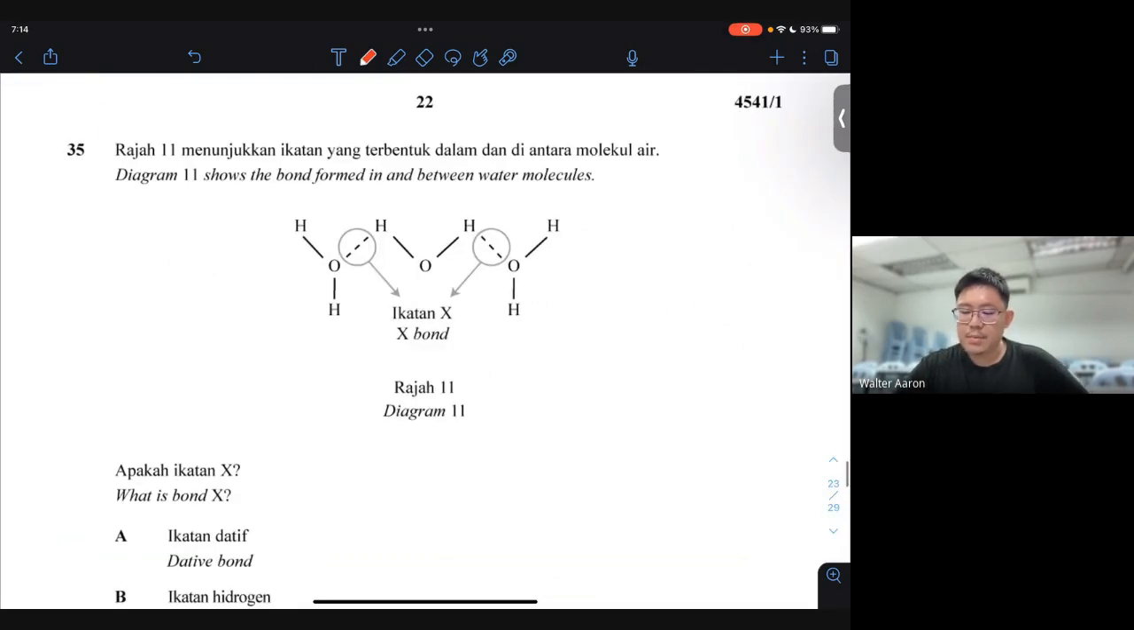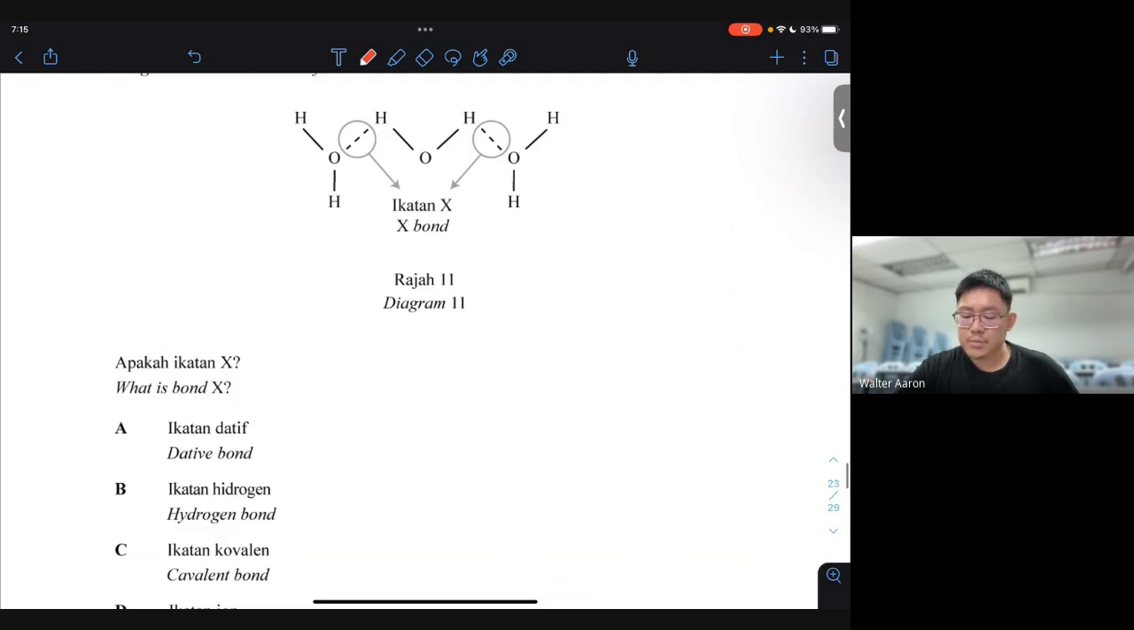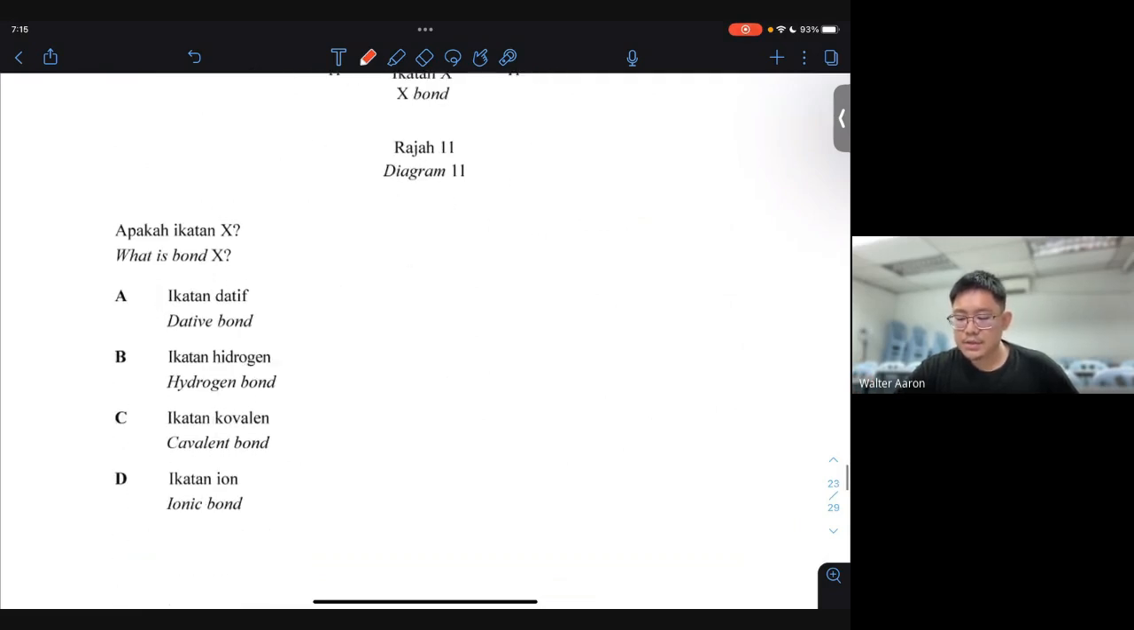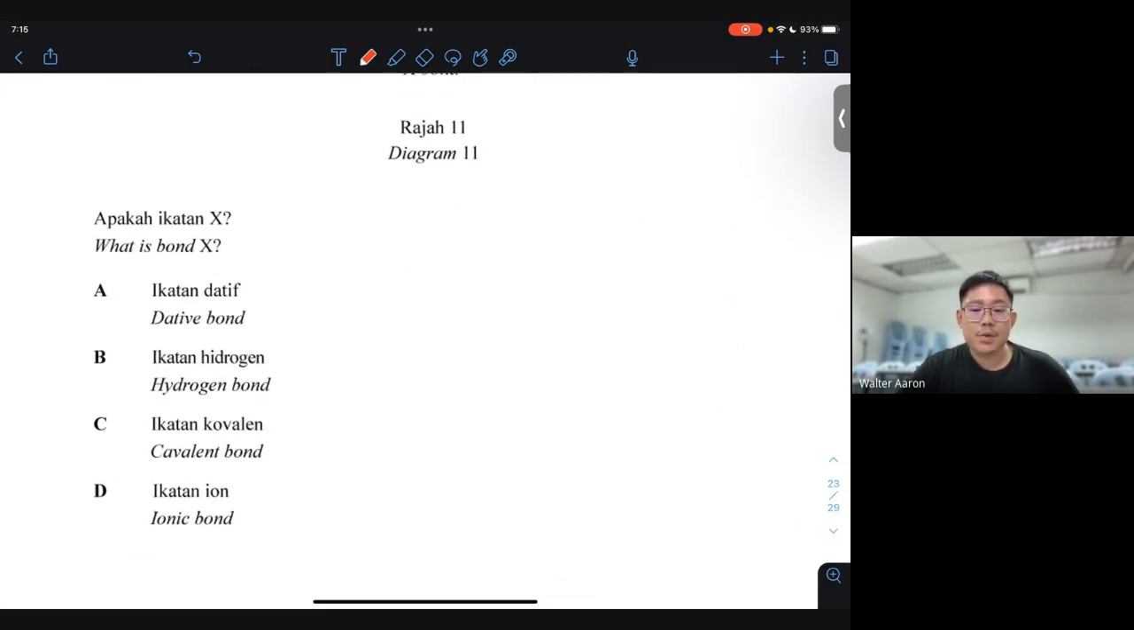For 35, diagram 11 shows the bond formed in and between water molecules, and they're showing you the dotted lines for bond X. So what is bond X? So bond X is technically what we call a hydrogen bond. Okay, remember, how is hydrogen bond formed?